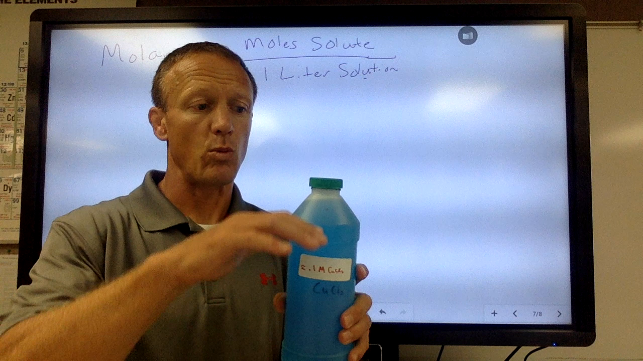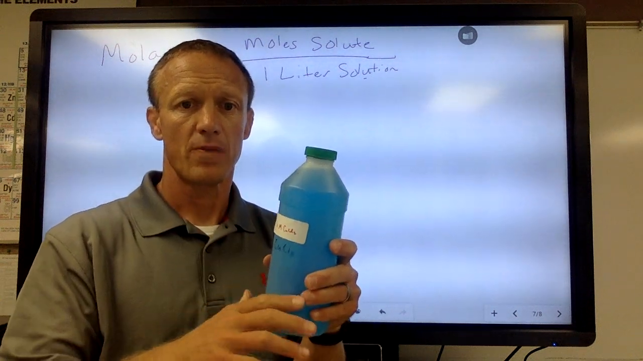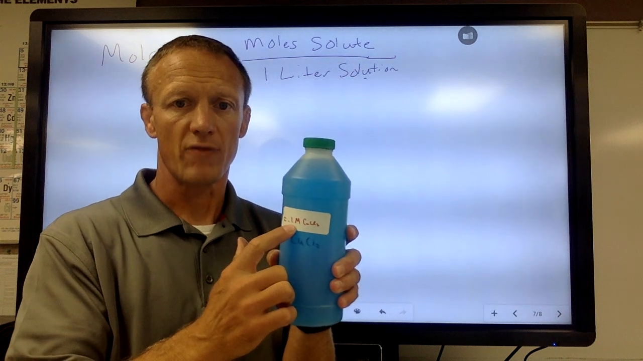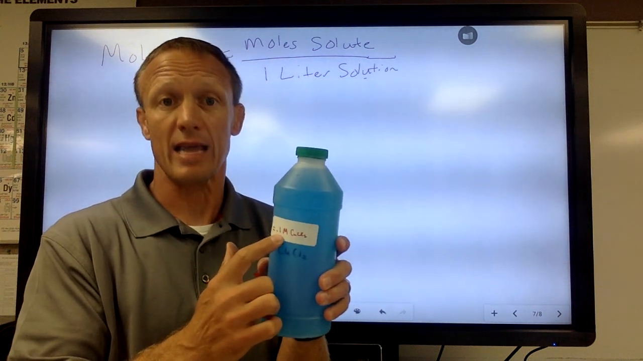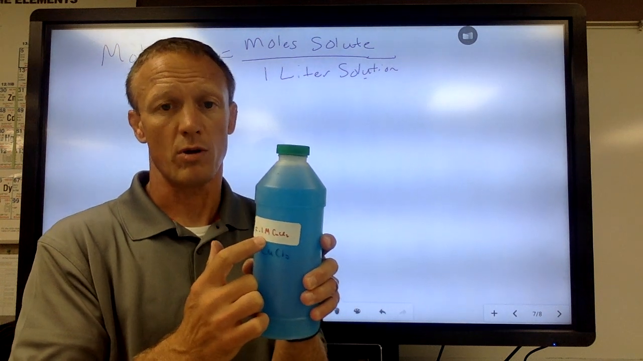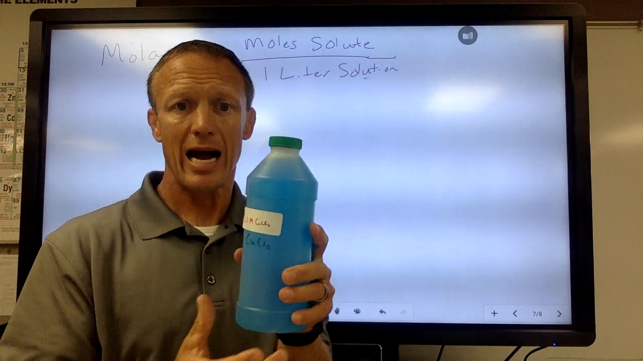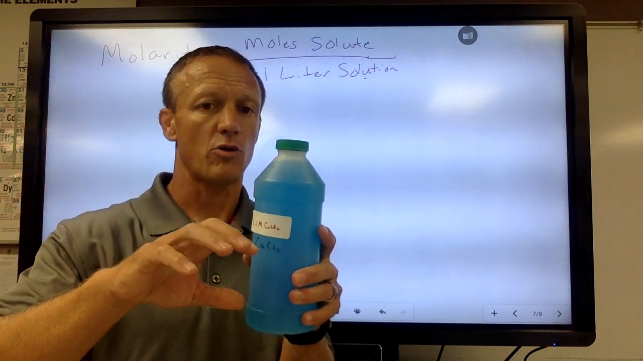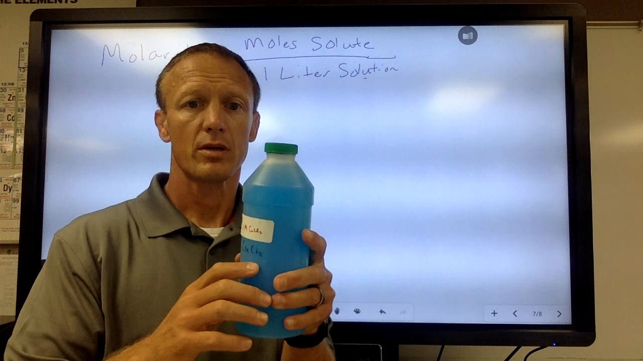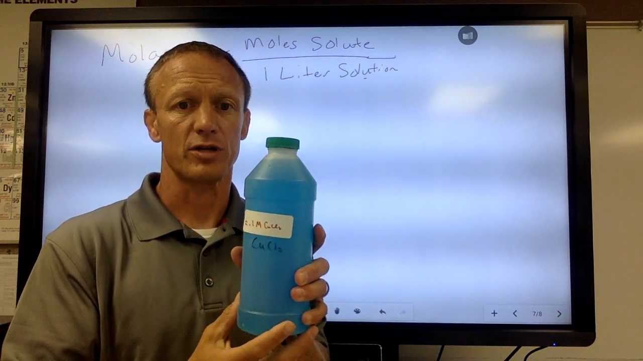What that means is this is a 1 liter container, and in this liter of solution there is 0.1 mole of copper chloride. I obviously don't have a balance that measures in moles, but I know how many grams 0.1 moles of copper chloride are. If I want to make this a 1 molar solution, I would have to dissolve more copper chloride powder in there to get to a full mole in this liter of solution.